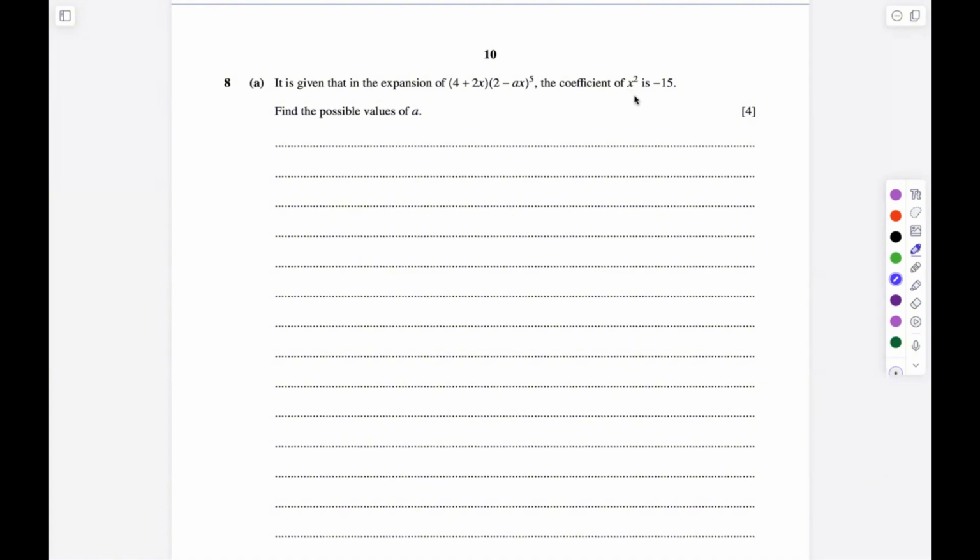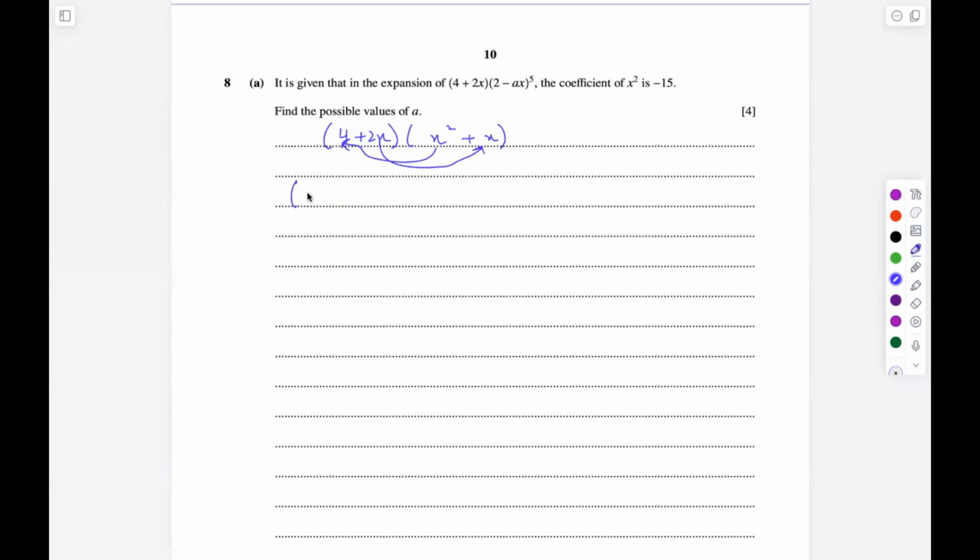Now to get a coefficient of x squared in this expansion, 4 + 2x will have to multiply by a term in x that will multiply by 2x to give us a term in x squared, and another term in x squared that will multiply by 4 to give us a term in x squared. So we'll have two terms, one in x squared and one in x, that will multiply by each of these terms to give us a term in x squared, and that will be equal to -15.